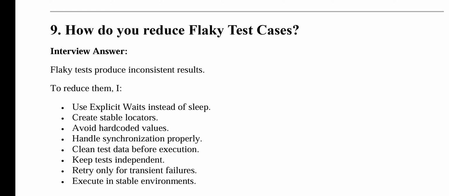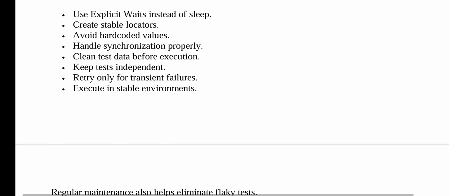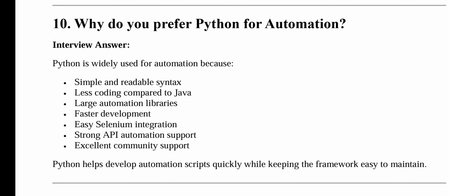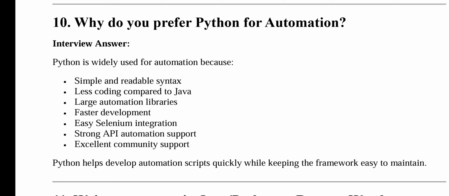And the ninth question they asked is with respect to the flaky test cases. So how do you reduce flaky test cases? Okay, so this is also a short and sweet answer that you can give. And why do you prefer Python for automation? Okay, similarly you can expect a question if you are giving interviews with Java, like why do you prefer Java for automation?